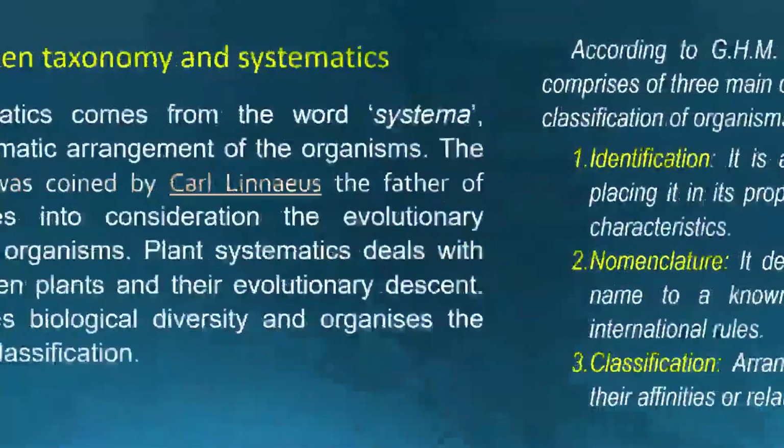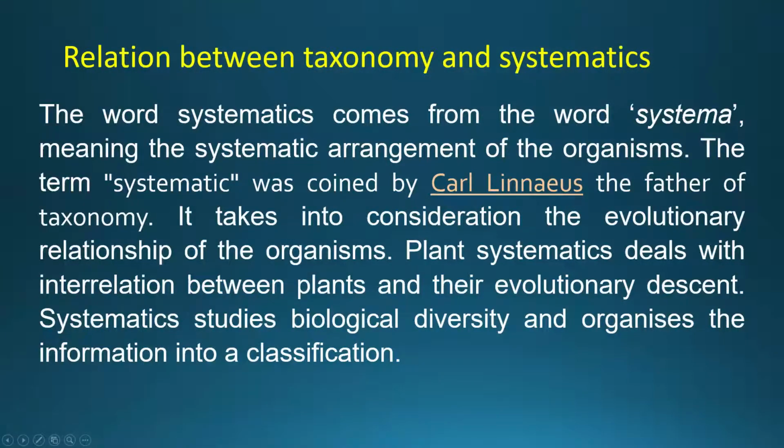Then it is very important. Here we learn about the relation between taxonomy and systematics. What is systematics? At first, it is very important to know. The word systematics comes from the word systema, meaning the systematic arrangement of the organisms. The term systematics was coined by Carolus Linnaeus, the father of taxonomy. It takes into consideration the evolutionary relationship of the organisms. Plant systematics deals with the interrelation between plants and their evolutionary descent.